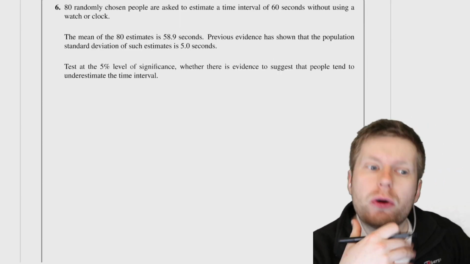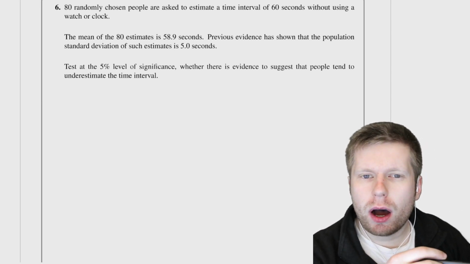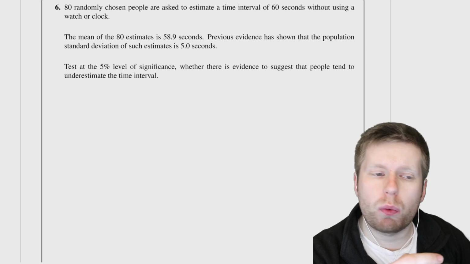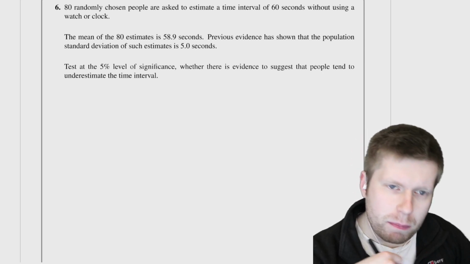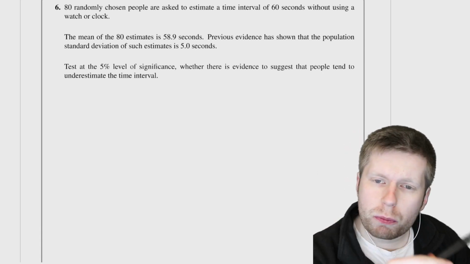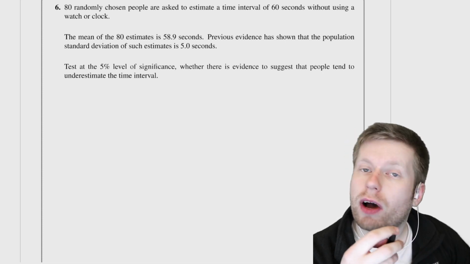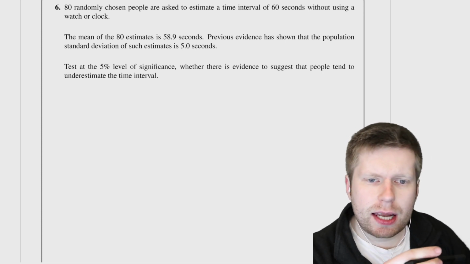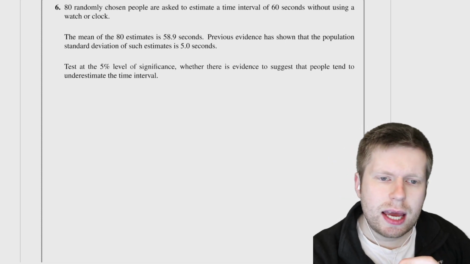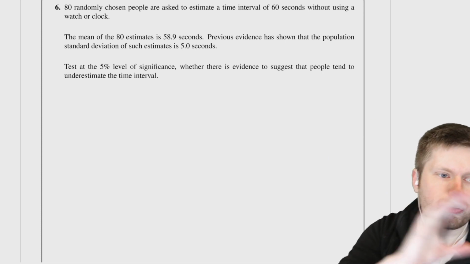So let's have a look through the final question then, question 6. We're told that 80 randomly chosen people are asked to estimate a time interval of 60 seconds without using a watch or clock. We're given that the mean of these 80 estimates is 58.9 seconds, and that previous evidence has shown the population standard deviation is 5 seconds. Test at the 5% level of significance whether there is evidence to suggest that people tend to underestimate the time interval. All right, fine.